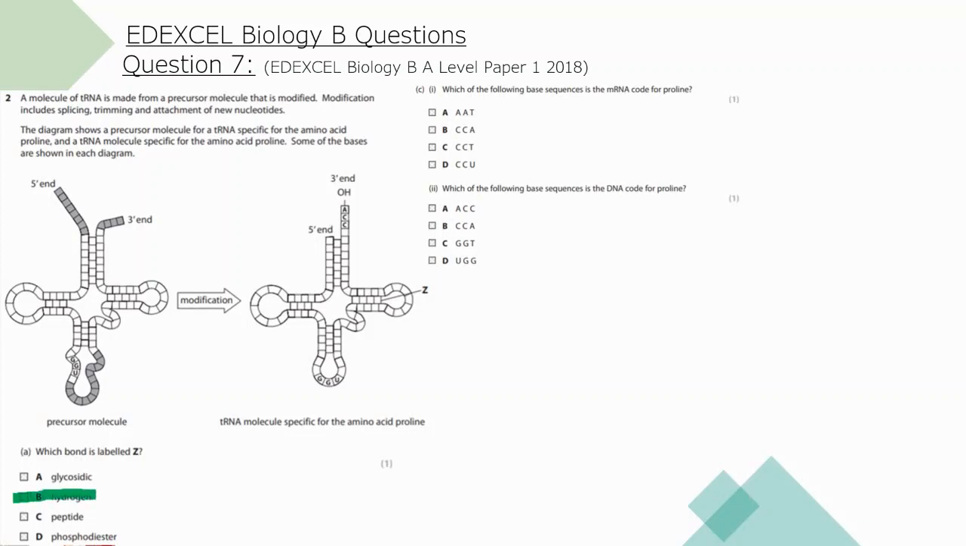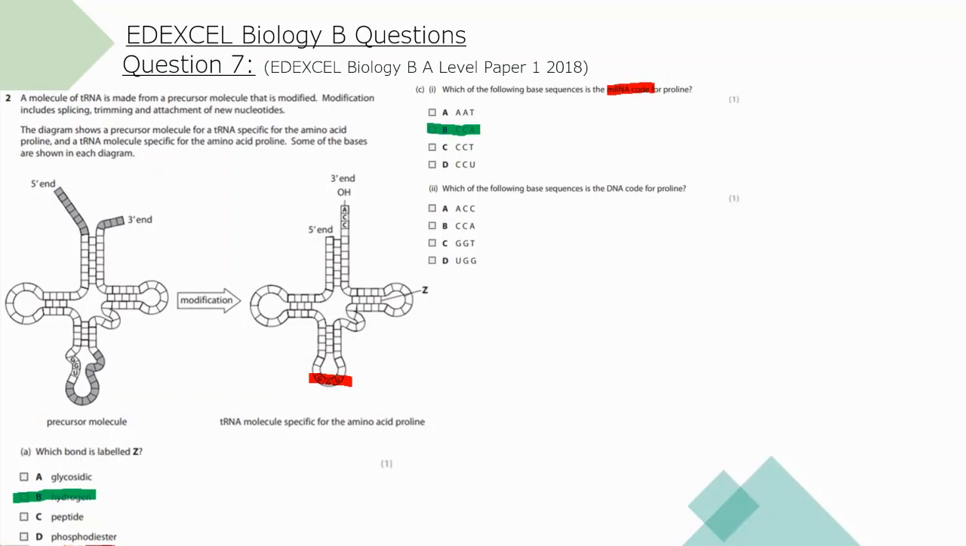And then next question, which of the following base sequences is the mRNA code for proline? So we know that tRNA has an anticodon which complementary base pairs with mRNA's codon. So therefore, we know that if GGU is the anticodon, then mRNA's codon must be CCA, as G complementary pairs with C and U complementary pairs with A. So therefore our answer is going to be B, CCA.